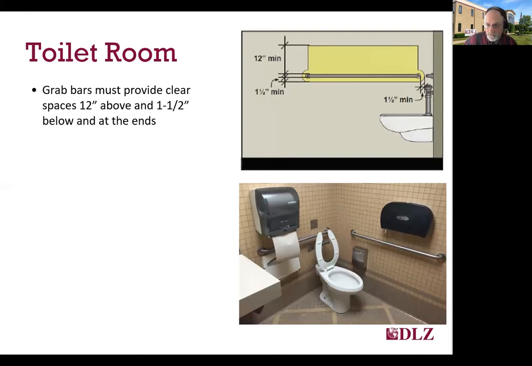There is a requirement for a clear space of 12 inches above and 1.5 inches minimum below and at the ends of both of the grab bars. And often this is obstructed by various dispensers and trash cans and whatnot. And you can see here in the photograph, both bars are obstructed, one by the paper towel dispenser and one by the toilet paper dispenser.